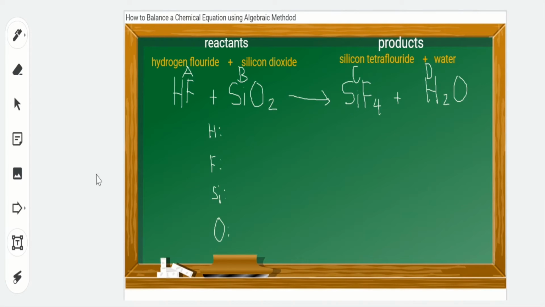Okay, so ibig sabihin, yung mga elements na nandito sa A ay sina hydrogen at chlorine. Dito naman sa B, meron tayong silicon at saka oxygen. Dito sa C, meron tayong silicon at chlorine, tetrachloride. And then of course, sa D, meron tayong hydrogen and of course, oxygen. So, itong molecules natin, i-replace natin sila gamit itong letter symbols natin. So, A, B, C, D. So, A plus B is equal to C plus D.